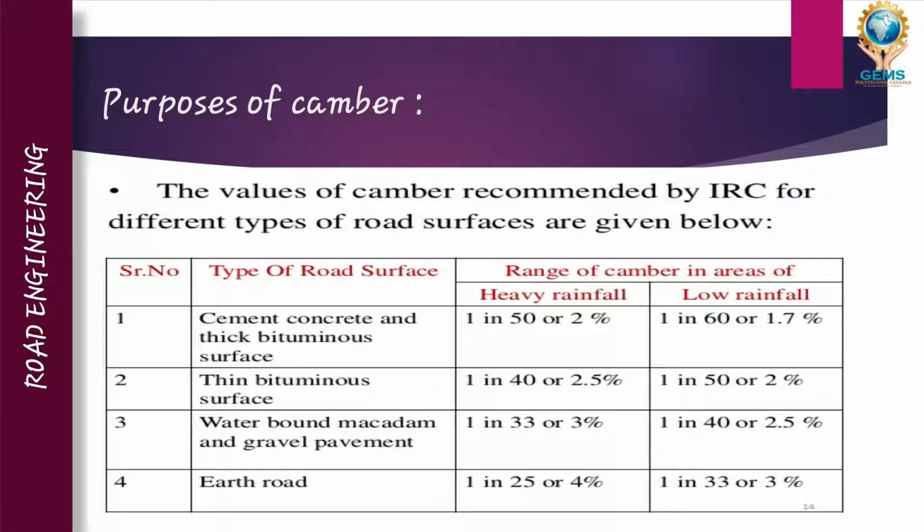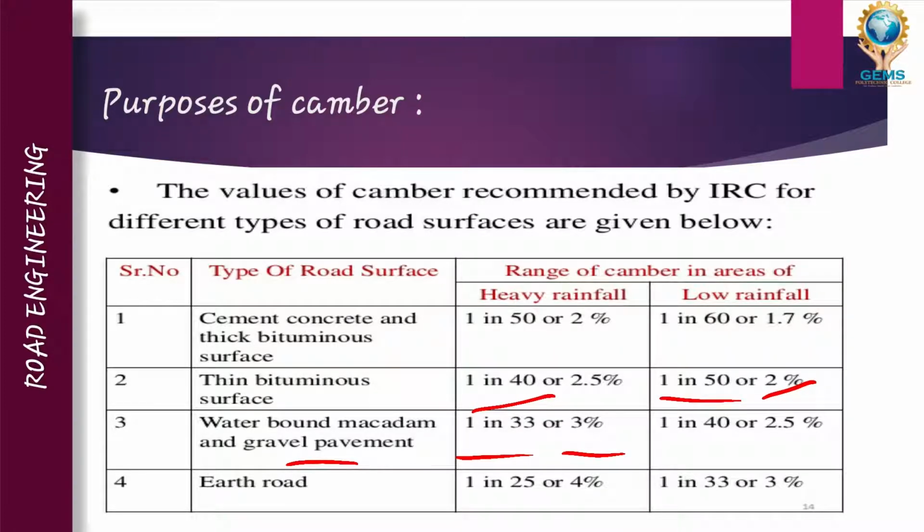Or in a low rainfall area we can give 1:60, that is 1.7%. For a thin bitumen road surface, we should give 1:40. And where there is low rainfall, we can give 1:50, that is 2%. Where a waterbound macadam road or a gravel pavement is provided, we should give 1:33, that is 3%.